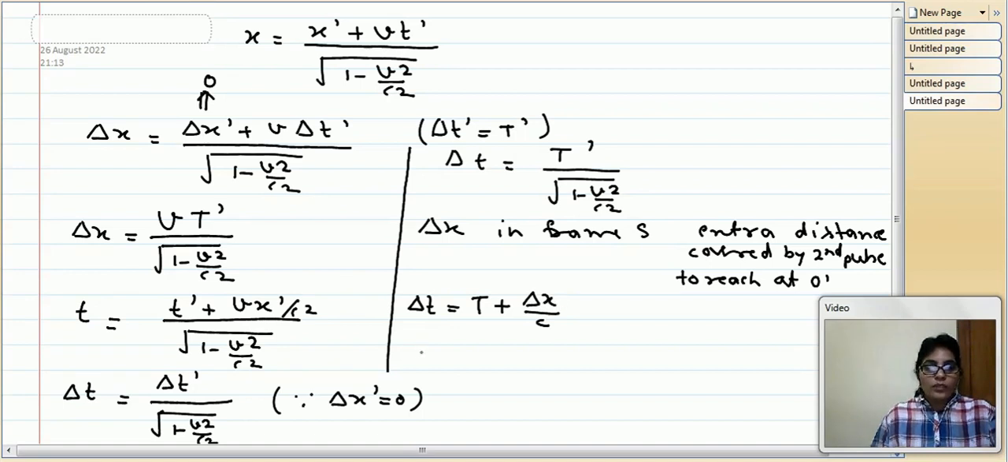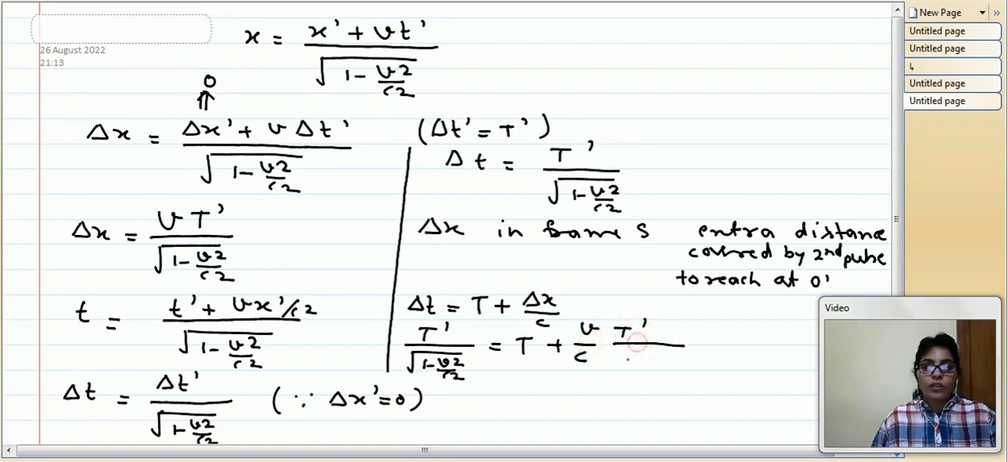So now let us substitute this value. Delta T, which we have derived here, is equal to this. So we will write T dash upon under root 1 minus V square by C square is equal to T plus delta x by c. Delta x is this much. So it will be V by c, then T dash upon under root 1 minus V square by C square.